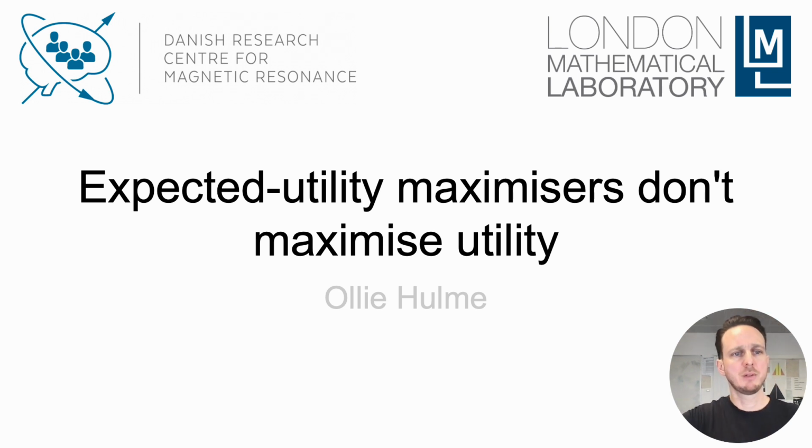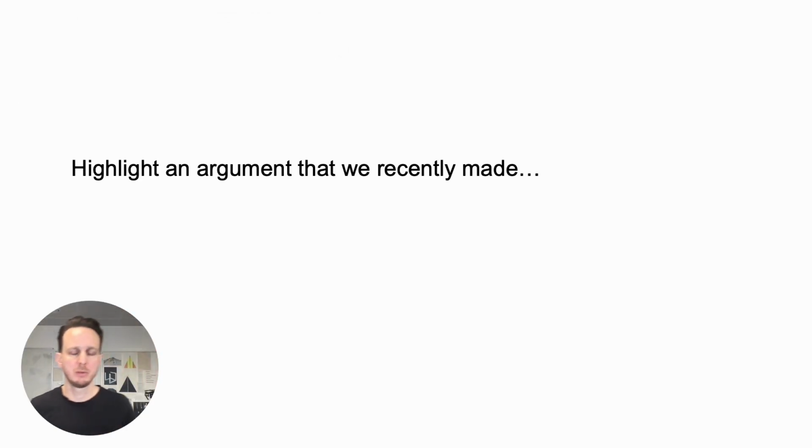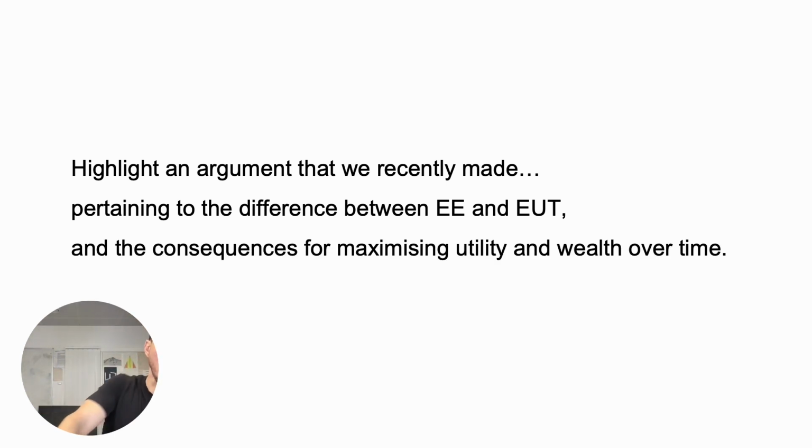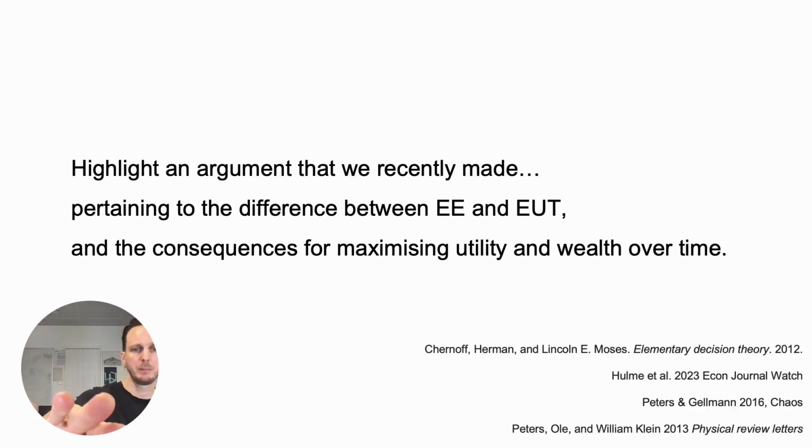I'm going to be talking about how expected utility maximisers don't maximise utility. I'm going to highlight an argument that we recently made in print with some of my colleagues, co-authors, pertaining to the difference between EE and EUT, and the consequences this has for maximising utility and wealth over time. This point has been made in different ways over time. We think this is the first time it's been made in full, in this publication last year, Hulme et al.